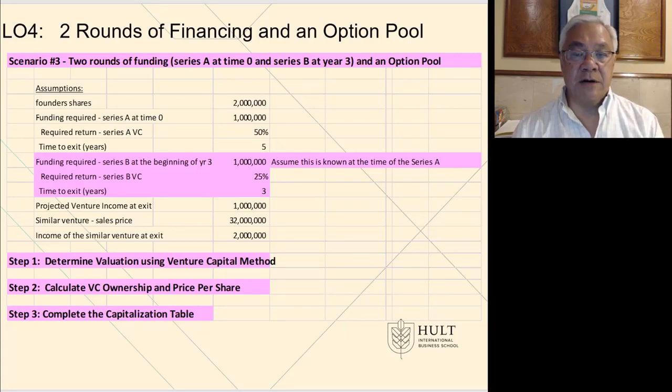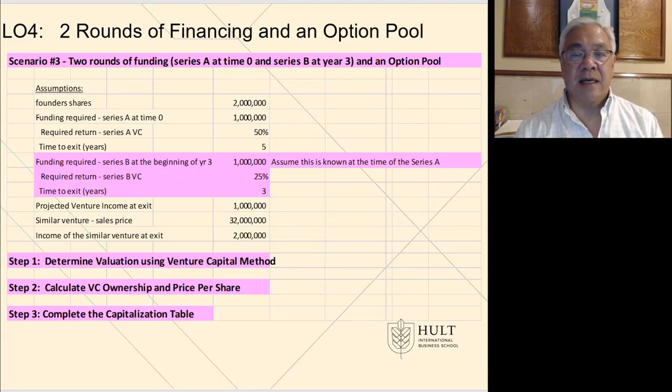Now, the difference here is that we, at the time of financing, know that we'll need more money. So the venture capitalist who is in Series A will put in $1 million and they still want to make their rate of return. But they also want to contemplate that there will be another round in year 3. And that round will be for another $1 million, and that venture capitalist will expect to make 25%.